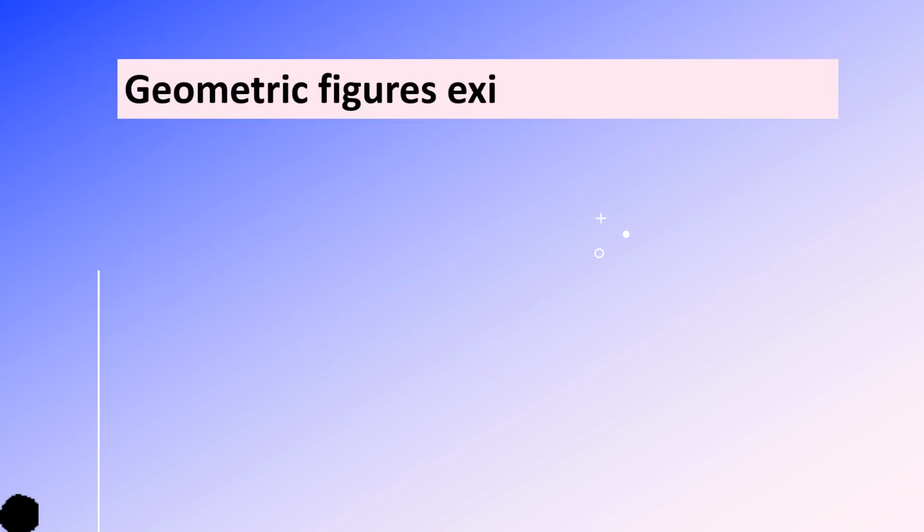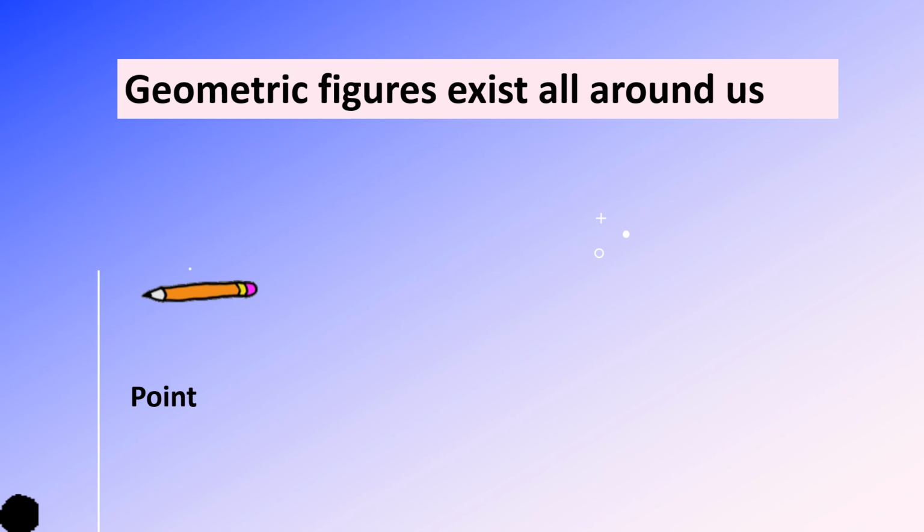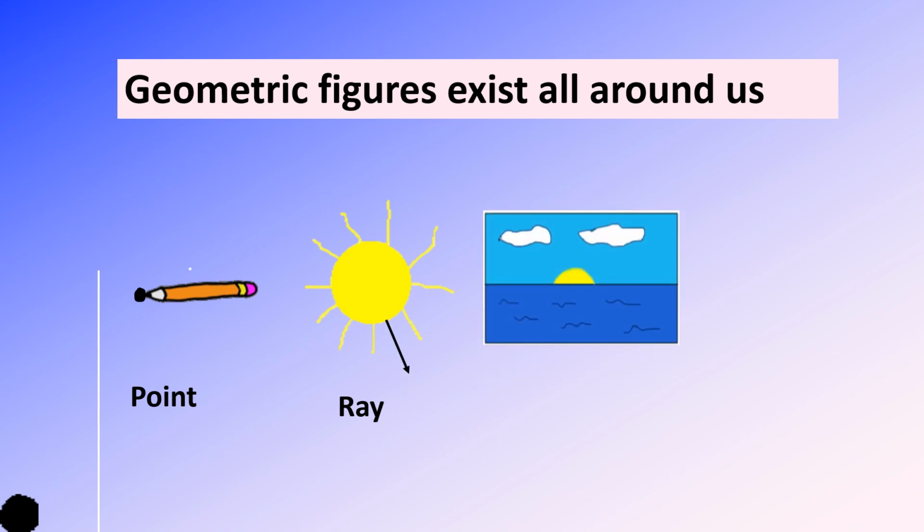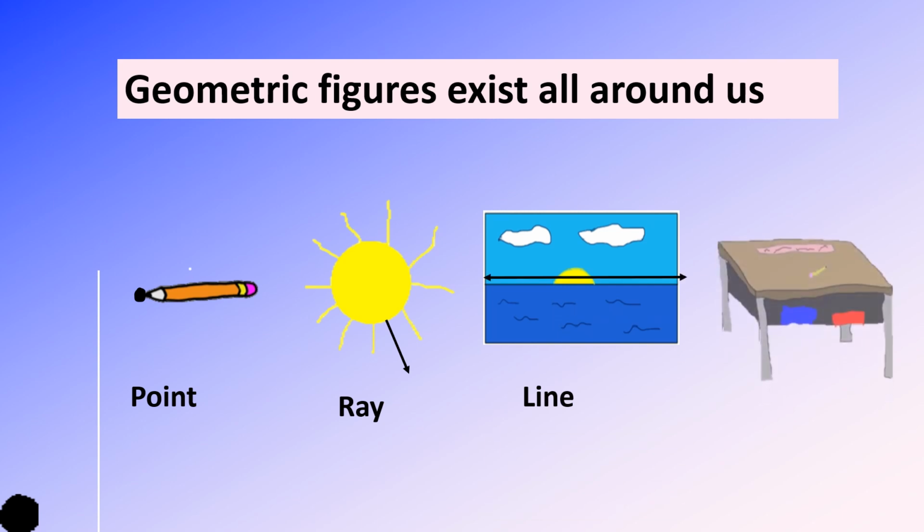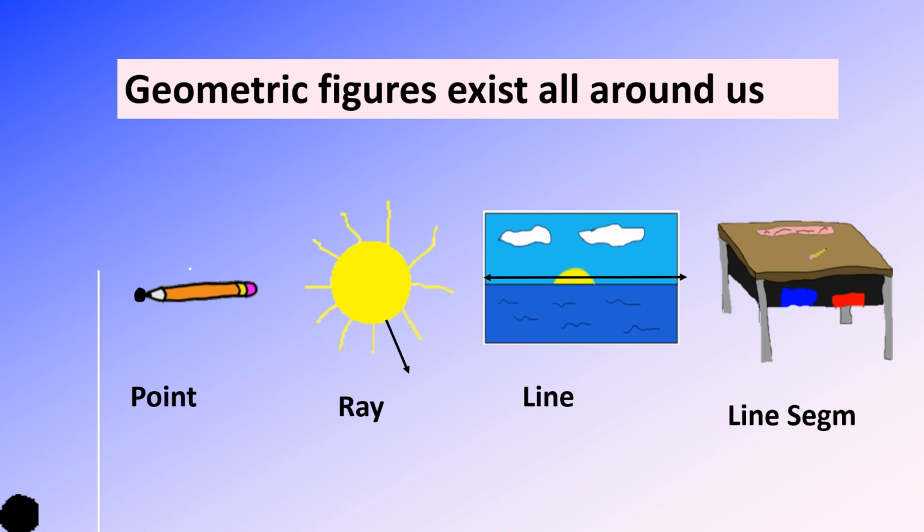Geometric figures exist all around us. Nib of a pencil can be called a point. Light from the sun is called a ray. A horizon could be called a line, and each side of a desk could be called a line segment.